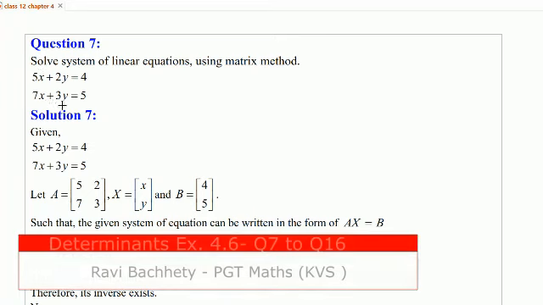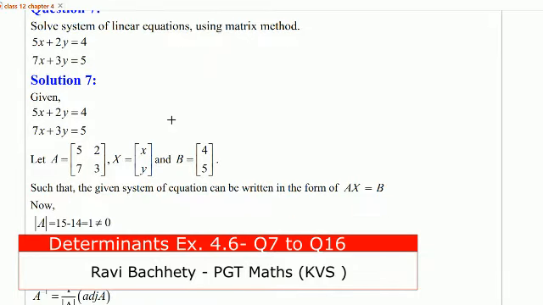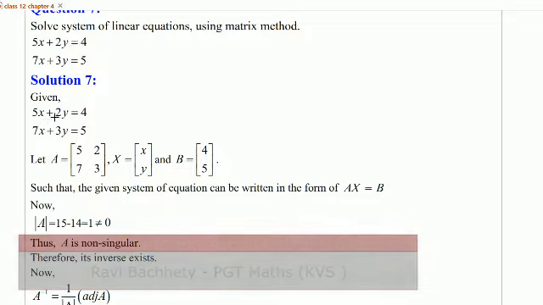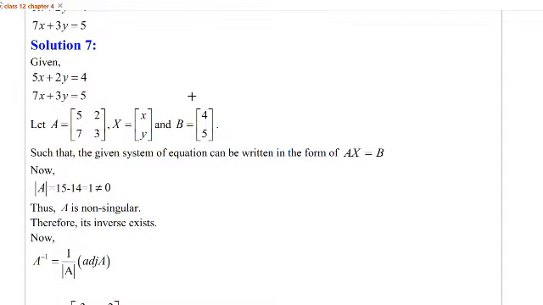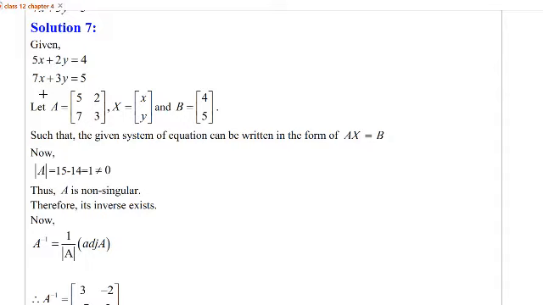A system of linear equations is given and we need to find the value of x and y using the matrix method. First of all, as in the previous video we have learned, we'll make a matrix A with the coefficients of x and y of these two equations. So 5, 2, 7, 3, you can see matrix A found by the coefficients of x and y.